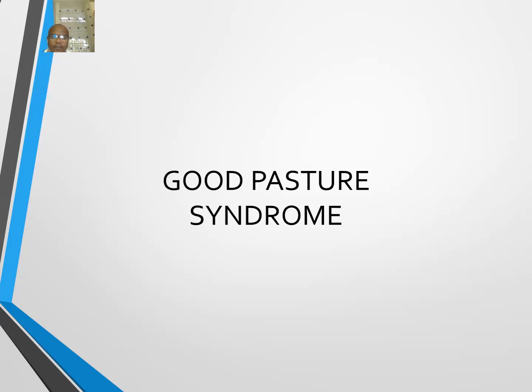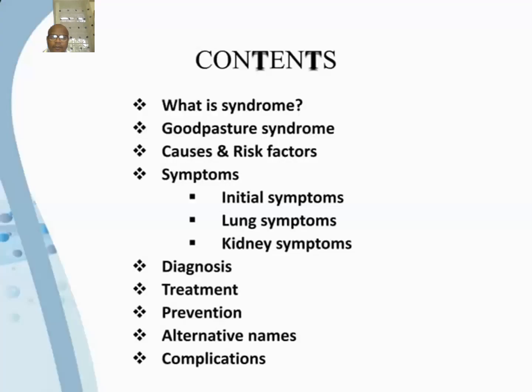In this content, we are expected to know various things: what is a syndrome, what is Goodpasture syndrome, what are the causes and the risk factors, what are the symptoms, the initial symptoms, the lung symptoms, the acute symptoms. How do you diagnose it? How do you treat it? How do you prevent it? What are the alternative names of Goodpasture syndrome? And then finally, we will see what are the complications.